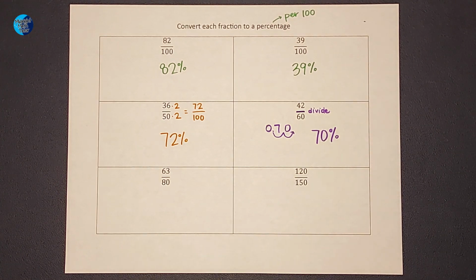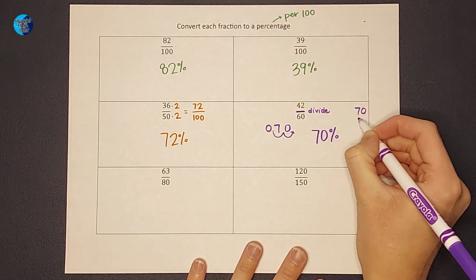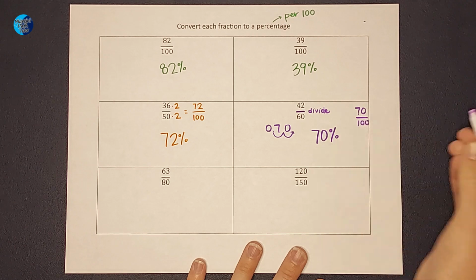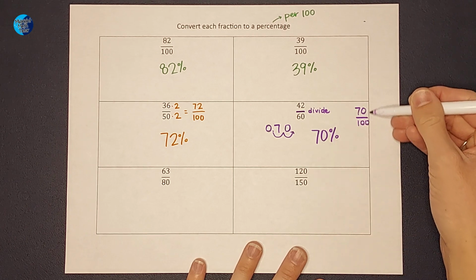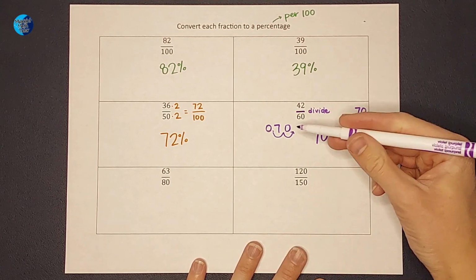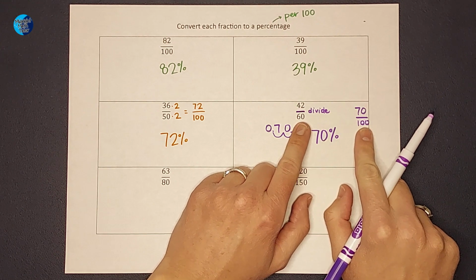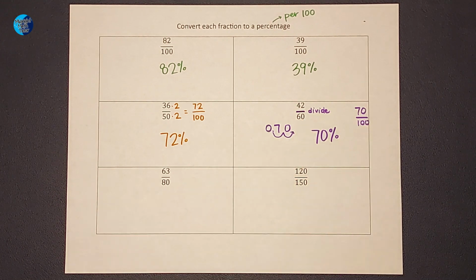Okay, if you're like, how on earth did that happen? Well, remember, 70% means 70 per 100. If you were to plug that in your calculator, you would get 0.7. 70 divided by 100 is 0.7. So that means these two fractions are actually equal to each other, which is awesome. And that is how we figure out that percentage.